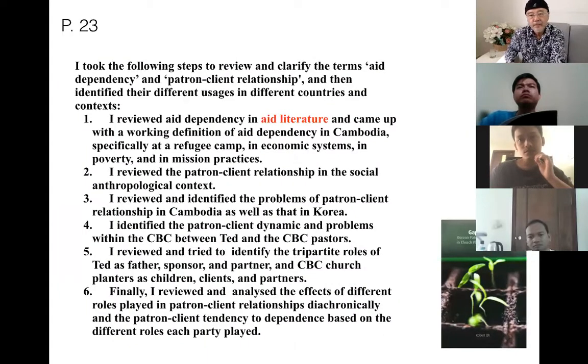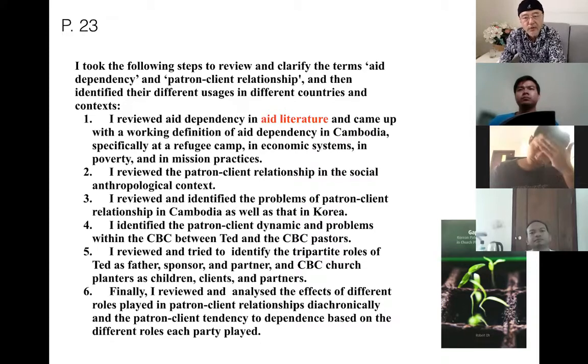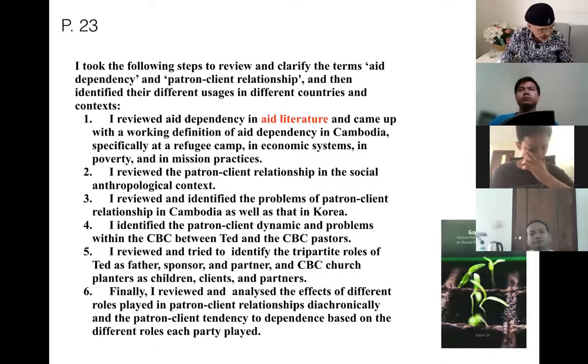Okay, so I'm talking about all the literature, aid literature. Including books, I took the following steps to review and clarify terms, aid dependency and patron-client relationship, and then identify their different usages in different countries and contexts. What do I mean by that? Well, I mean that I read aid dependency in many books in aid literature, and came out with a working definition. So that's what you need to do.